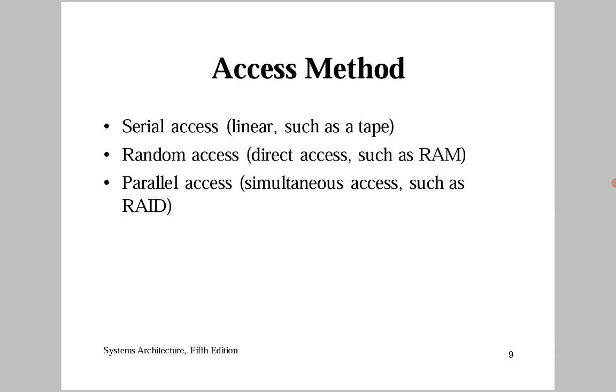Next is access methods. What are the different types of access methods, or access mechanisms? The different types are serial access, random access and parallel access.